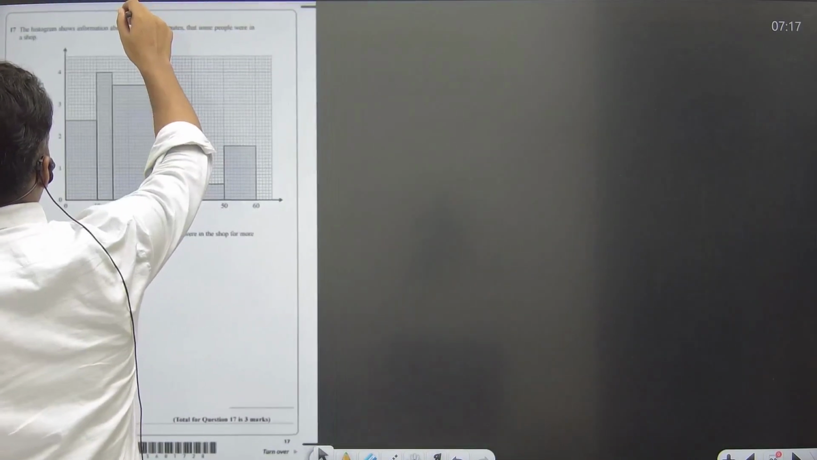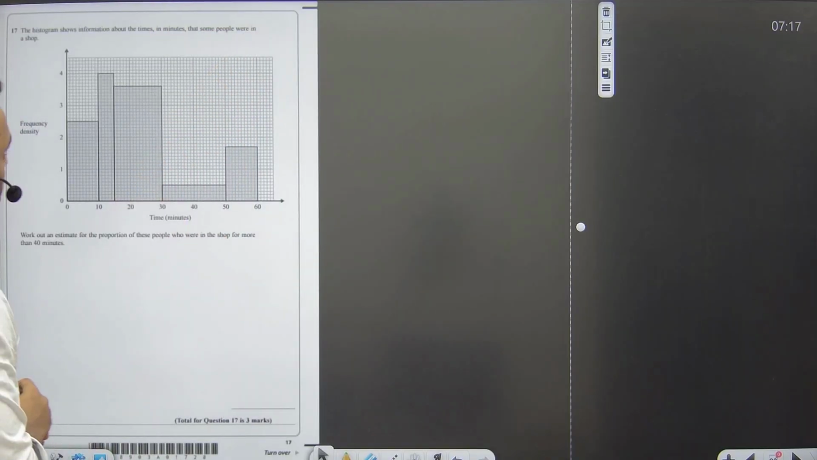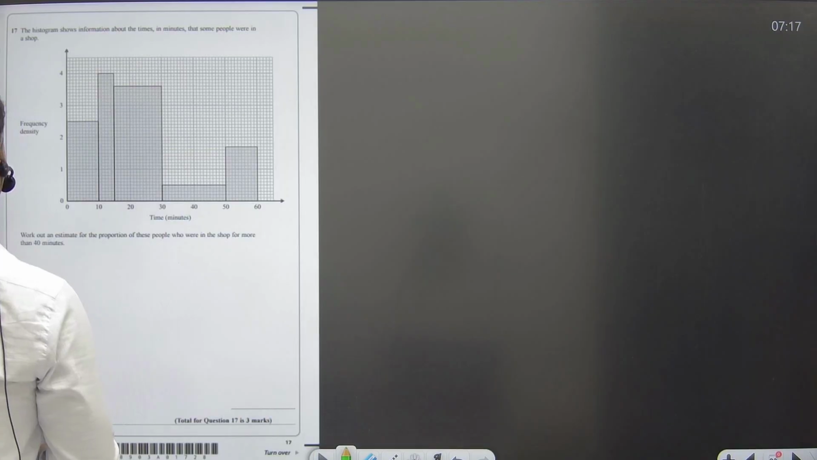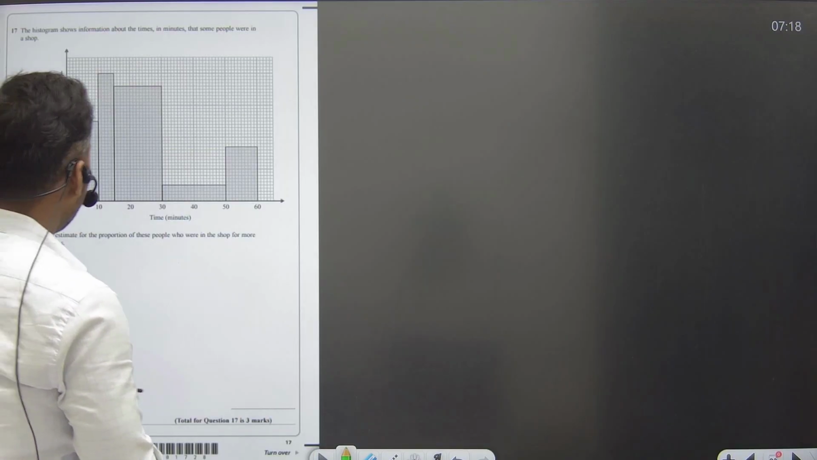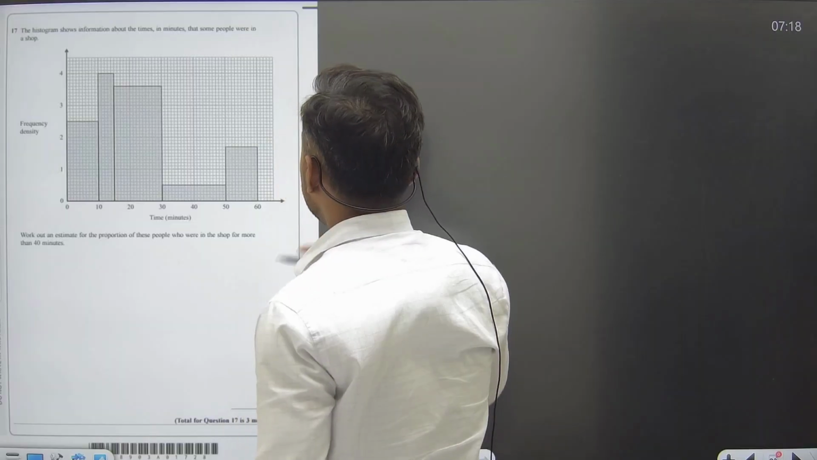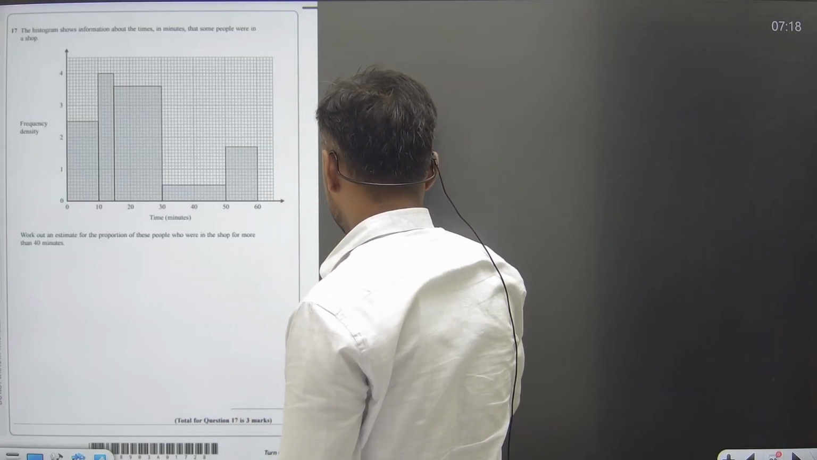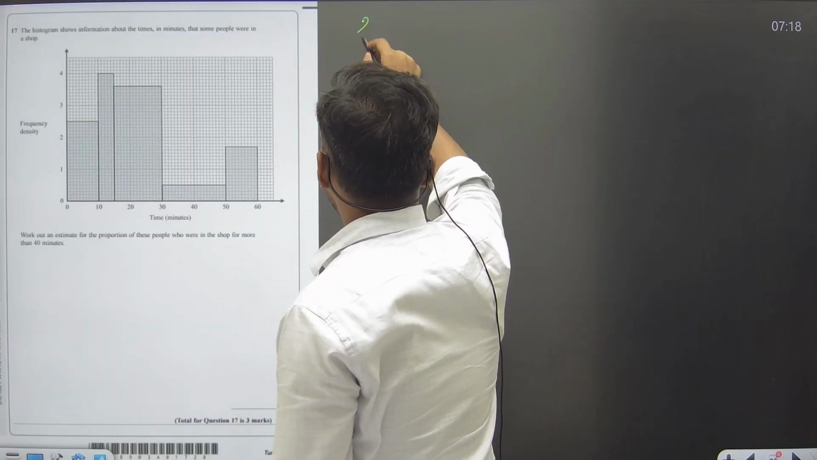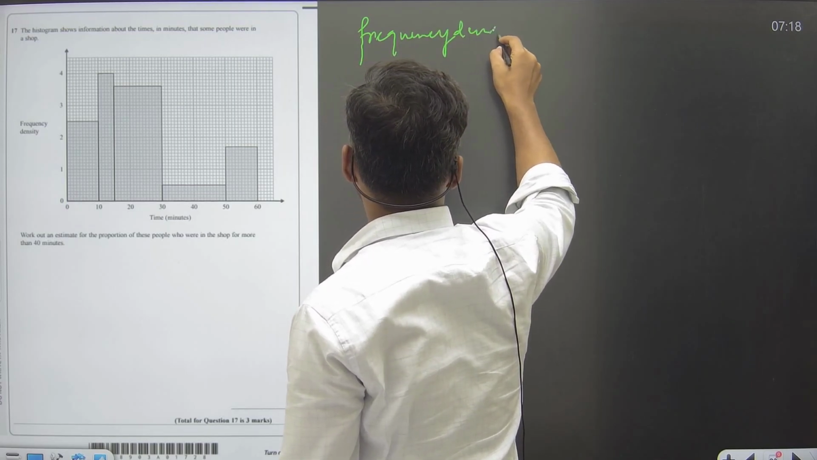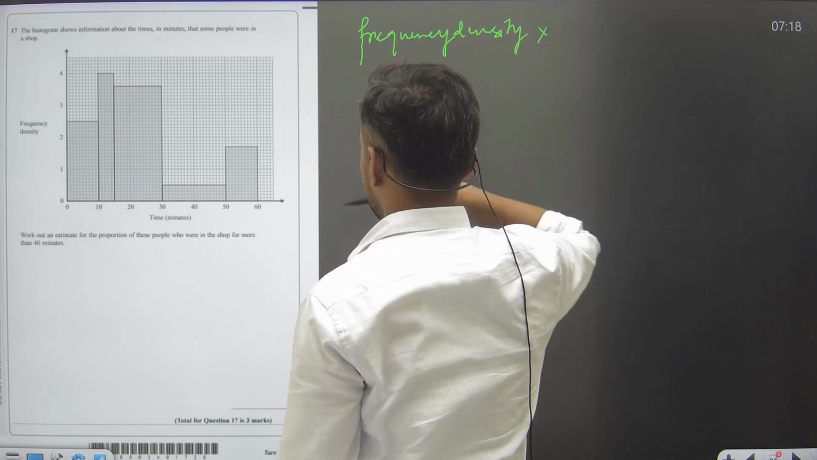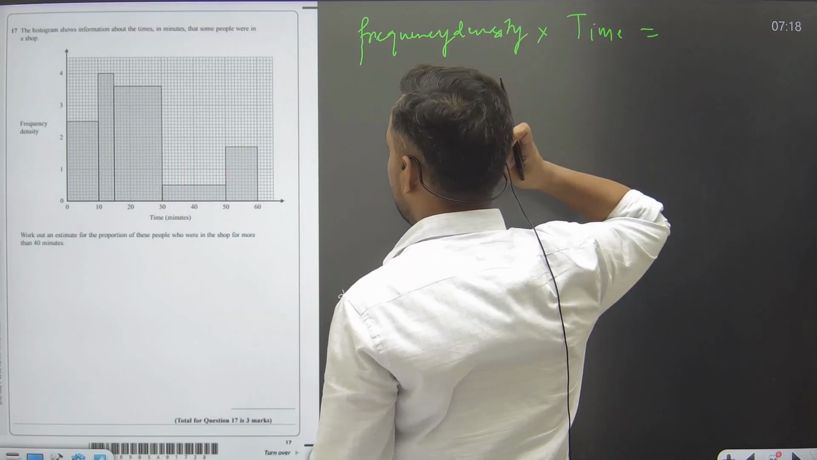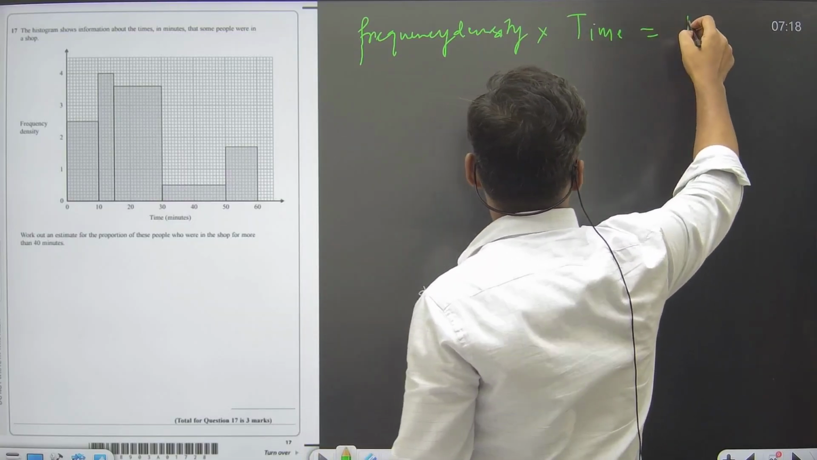The histogram shows information about the times in minutes that some people were in a shop. Work out an estimate for the proportion of these people who were in the shop for more than 40 minutes. First, what we need to see: frequency density cross time will tell the number of people.